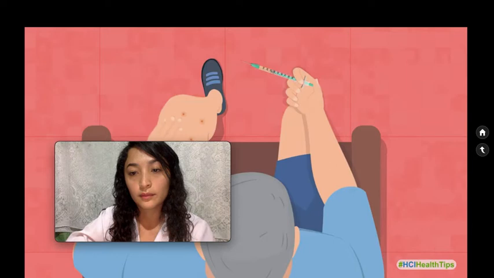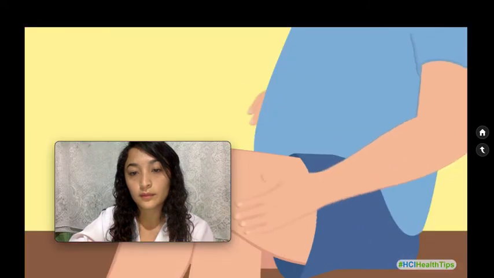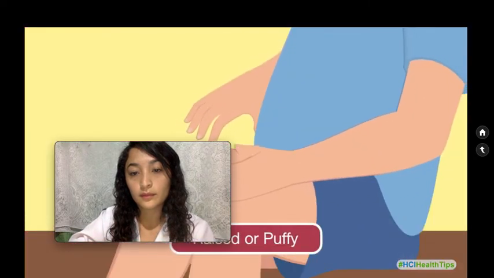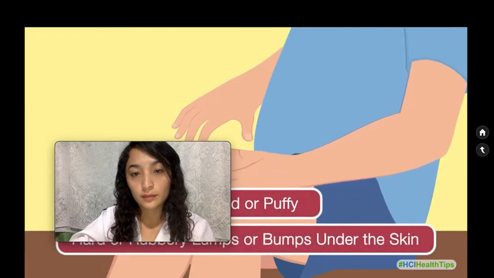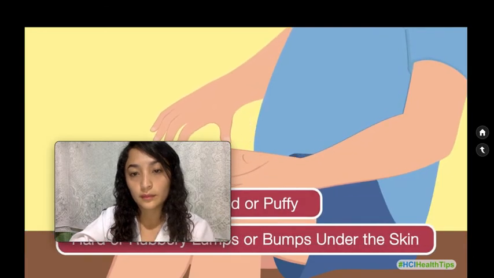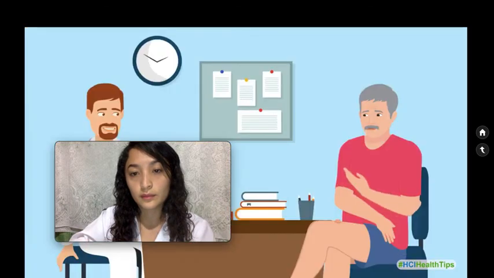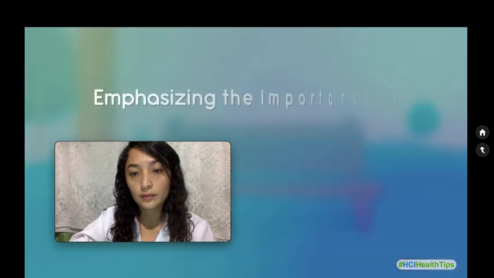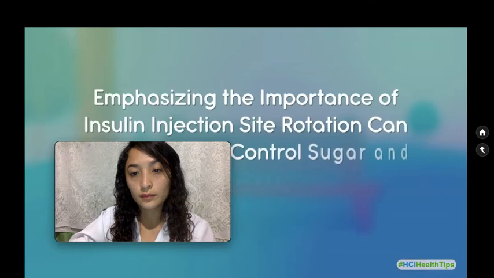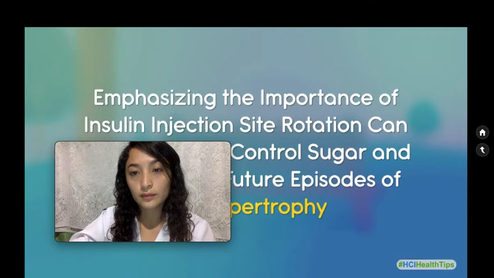Inspect injection sites on your own. Look for areas that appear raised or puffy. Feel for hard or rubbery lumps or bumps under your skin. Make sure to report any findings to your physician. Emphasizing the importance of insulin injection site rotation can help patients to control sugar and even prevent future episodes of lipohypertrophy.